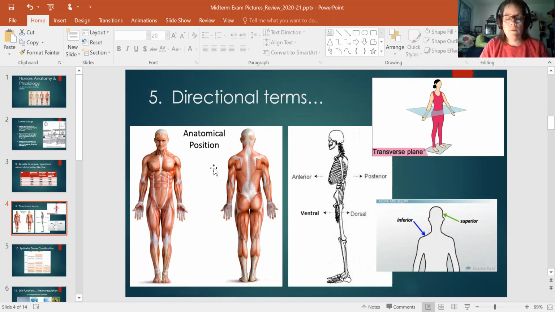Okay, so our directional terms, remember with anatomical positions, this is kind of showing you got the palms facing forward, feet together, facing forward. Here is a picture kind of showing you anterior and ventral are the same side, and posterior and dorsal are the same side. Here's just showing you superior and inferior, just showing the head and the shoulders. For example, the head is superior to the shoulder, and the shoulder is inferior to the head. And then here is just showing you that transverse plane, horizontal plane dividing the body into an upper or superior and a lower inferior half.